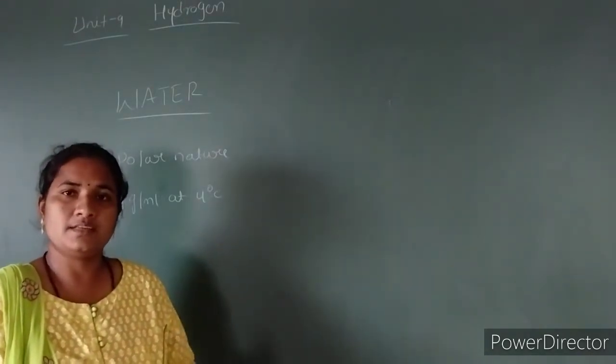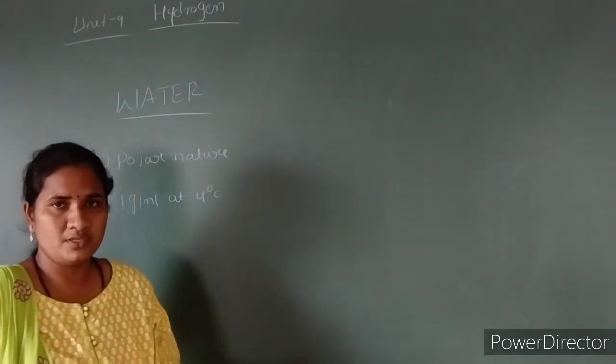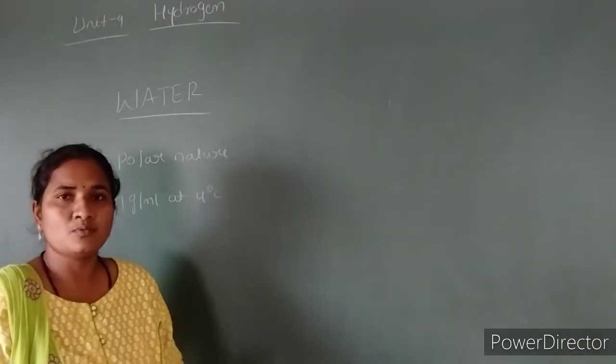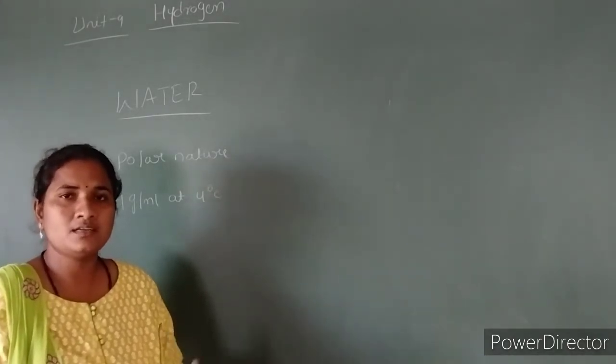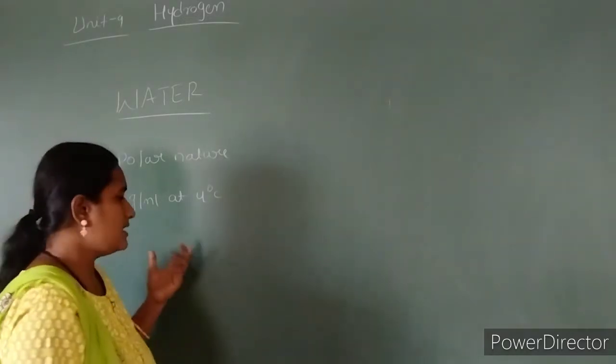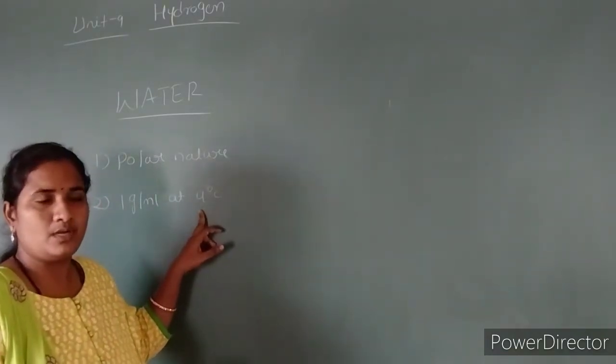As a result, the density increases. But after 4 degrees centigrade, if we increase the temperature further, the water molecules move away from each other. As a result, the density decreases. So water has maximum density at about 4 degrees centigrade only.